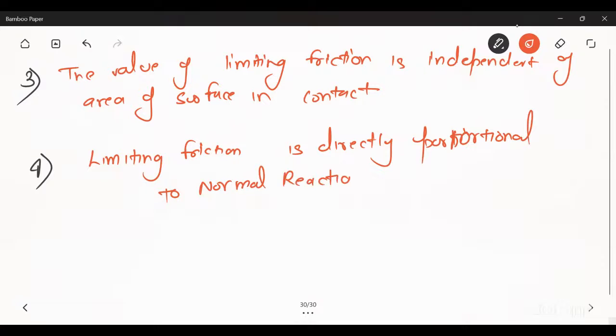Okay, so that's all for today. In the next class, I will discuss these laws one by one. And the next topic is kinetic friction. Then we will see angle of repose, angle of friction, and we will discuss some important questions.